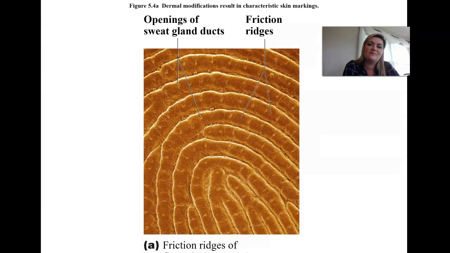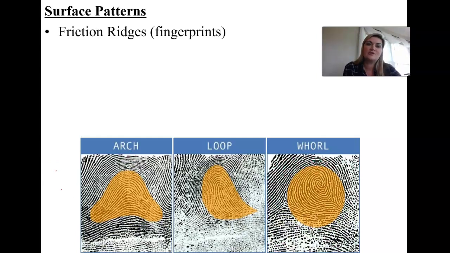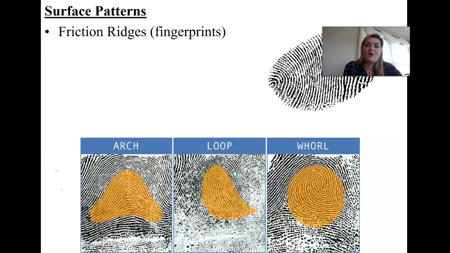So looking here at a fingerprint, it's going to show you openings of sweat gland ducts, and then you have friction ridges. Those friction ridges are going to help you grasp things, grab things, and be able to pick them up or move them. Going into different types of fingerprints, you have different surface patterns. Friction ridges are going to create those fingerprints, and you'll have what's referred to as the arch, the loop, and the whorl.